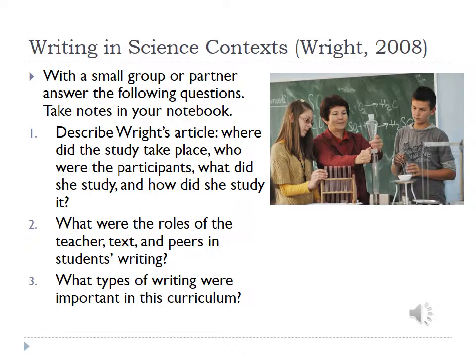Now let's turn to the other article you read for today. With a small group or partner, answer the following questions in your notebook. First, describe Wright's article. Where did the study take place? Who were the participants in the article? What did she study and how did she study it? Second, what were the roles of the teacher, the text, and the peers in the student's writing? And third, what types of writing were important in this particular curriculum?